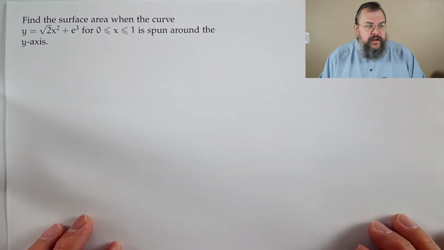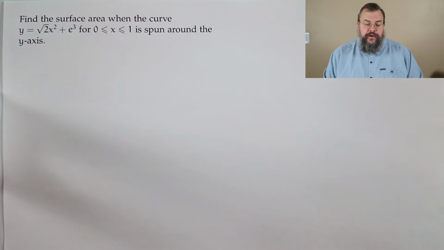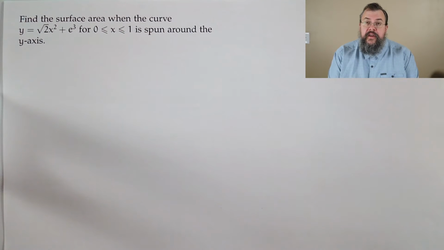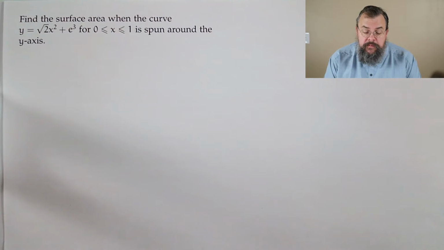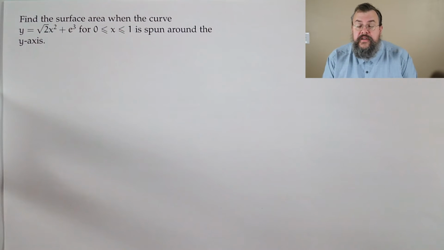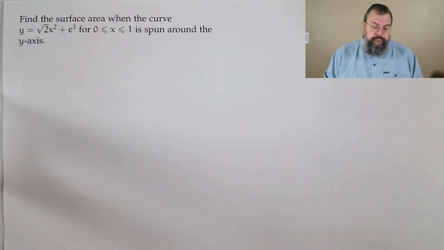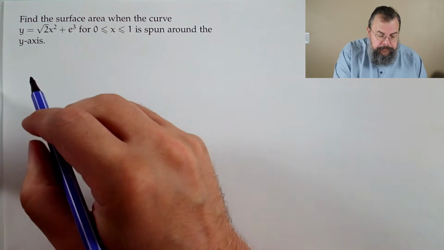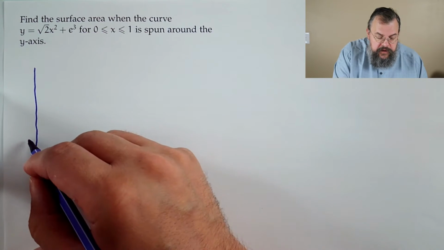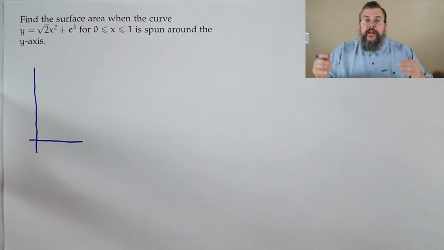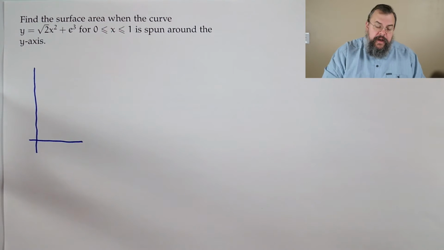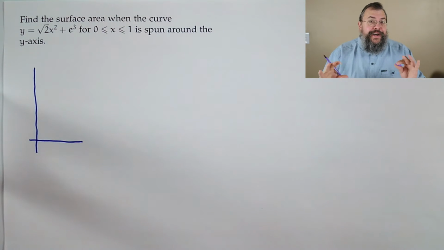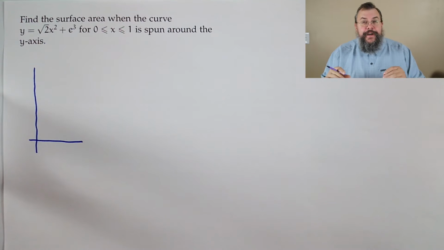So let's try our next problem. Find the surface area when the curve y equals root 2 x squared plus e cubed, where x goes from 0 to 1, is spun around the y-axis. Okay, well, what is that going to look like? Well, normally root 2x squared, that's a parabola. But then we have this e cubed. Notice it's e cubed. It's not e to the x, it's e cubed. They're probably going to try to trick us with that one.